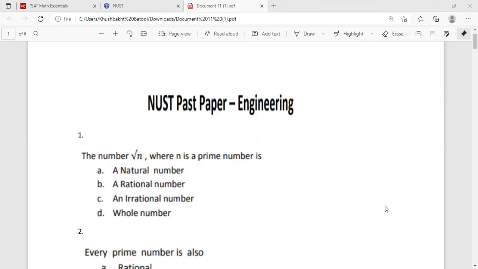So let's get started. The first question says the number under root n, where n is a prime number, is a natural number, a rational number, an irrational number, or a whole number.